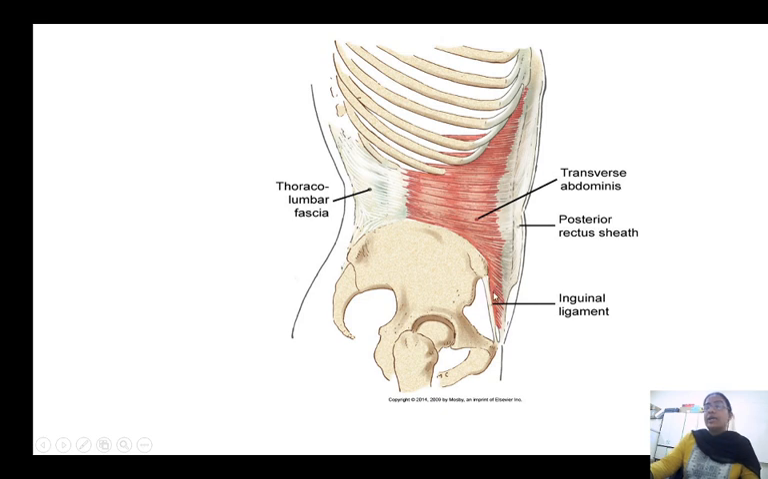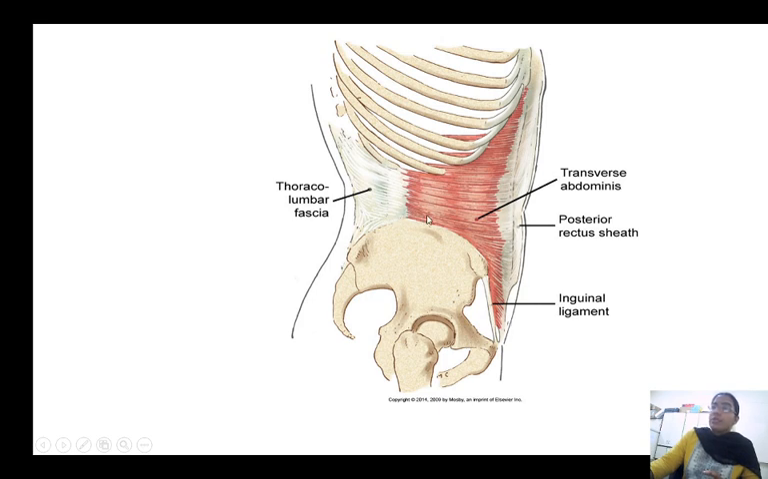Yes, it is coming and getting inserted into the linea alba, which is forming the roof of your inguinal canal. So when you see that, it forms backwards and only forms a roof. Unlike the internal oblique, where the lower inguinal fibers form the anterior wall, and some fibers which go behind and come in front form the roof. But the transverse abdominis forms only the roof of your inguinal canal.